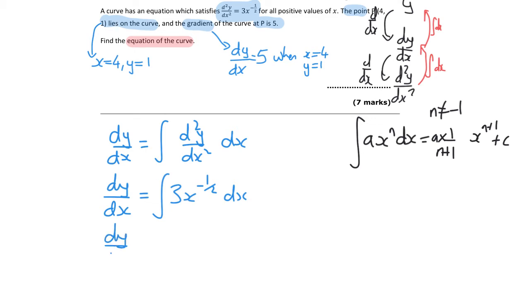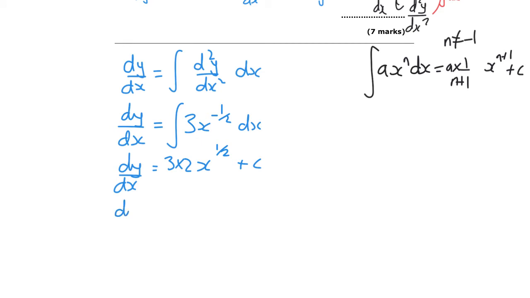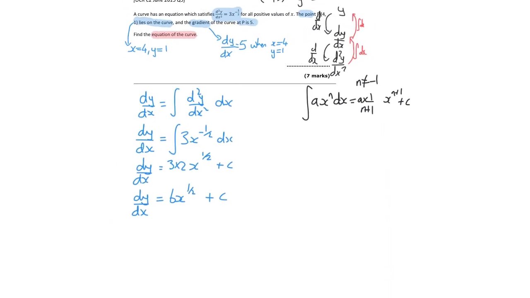So if I integrate, I'm going to have x to the power of a half, because I add 1 to minus a half to get positive a half. The reciprocal of a half is 2 over 1, which is 2. So the front's going to be 3 times 2. And I'm going to have a constant. So if I just tidy that up, I get dy by dx equals 6x to the half plus c. Okay, if I zoom out so you can see the question again.